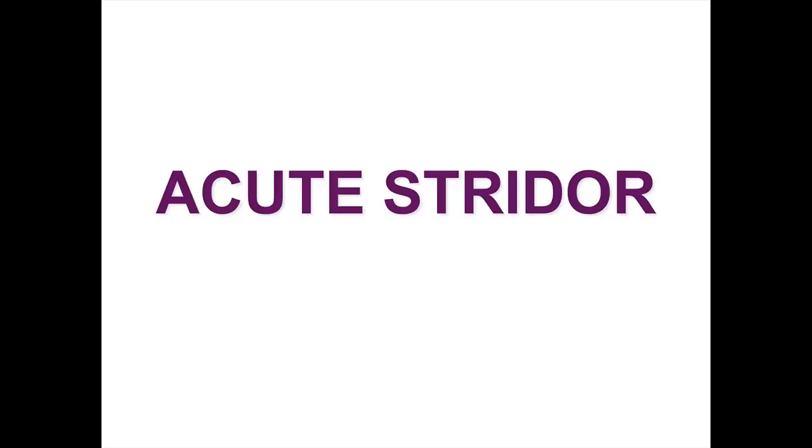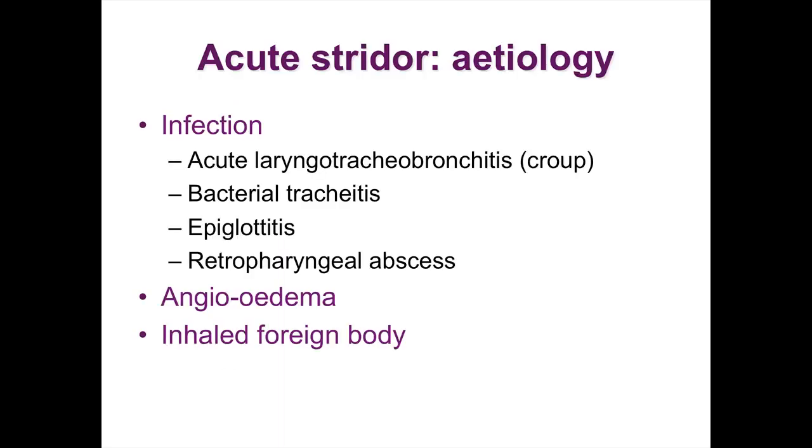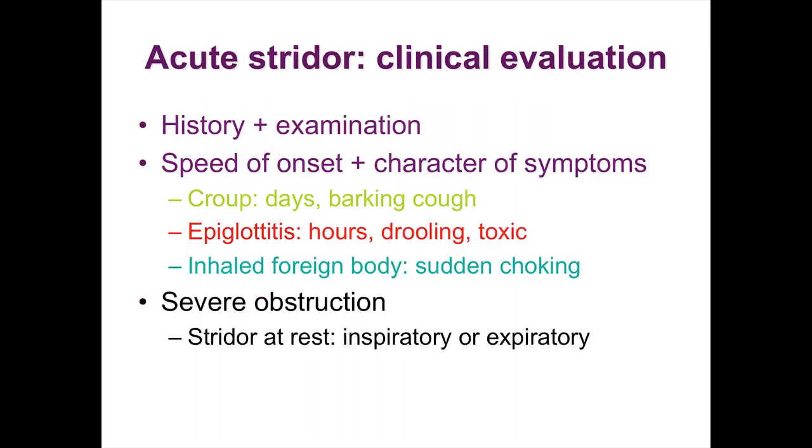So to start with, we're going to talk about acute stridor, causes of which include infection, such as croup, bacterial tracheitis, epiglottitis, retropharyngeal abscess. Causes can also include angioedema, for example that you'd get in anaphylaxis, or an inhaled foreign body.